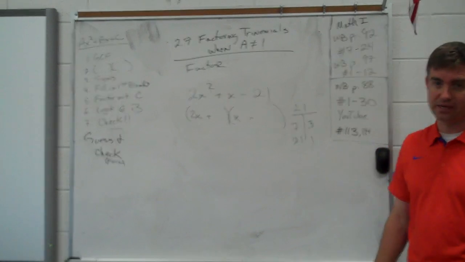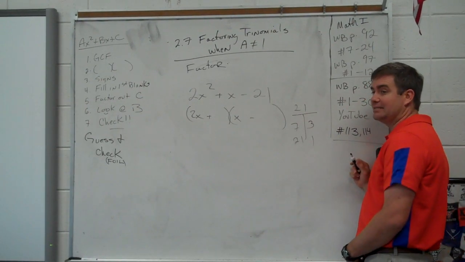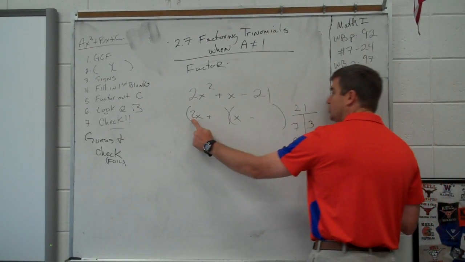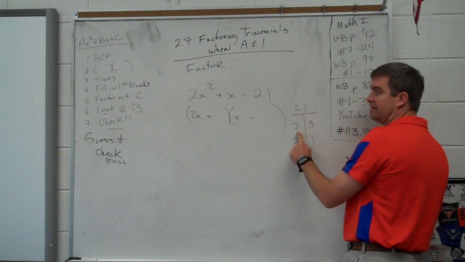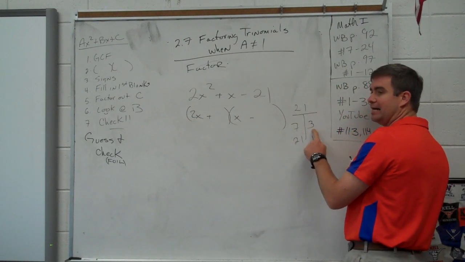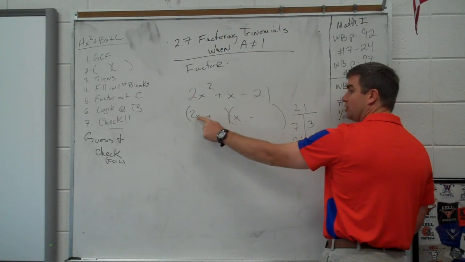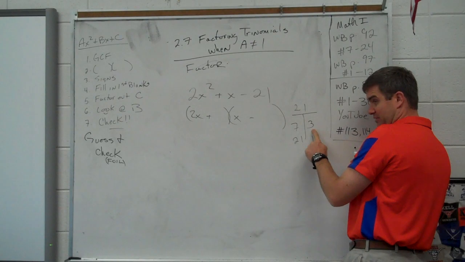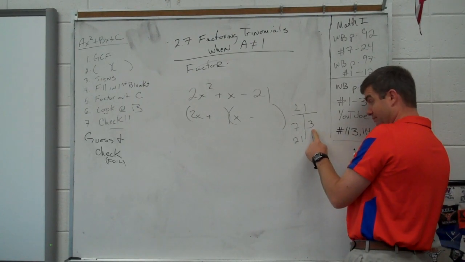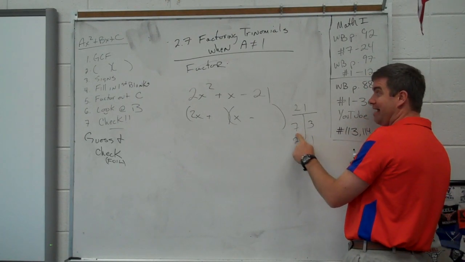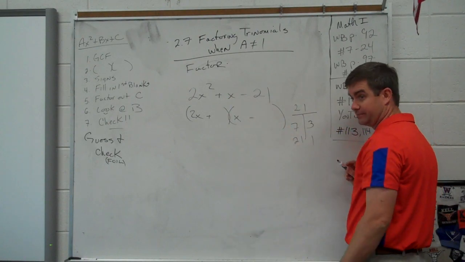Let's try 7 and 3. This is how we do it. Eyes up here. We say 2 times 7. What's 2 times 7? 14. 14 plus or minus 3. Is that going to give us 1 in the middle? No, it's not. All right, let's try that again. 2 times 3. What's 2 times 3? 6. 6 plus or minus 7. Could that give us 1 in the middle?